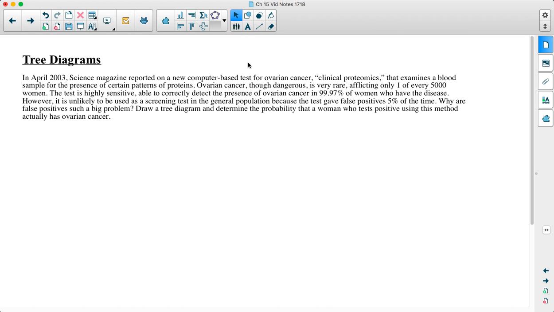Hey everybody, just wanted to go over a quick tree diagram example here for you so we can talk about what these tree diagrams actually do and how we can make it work for us.